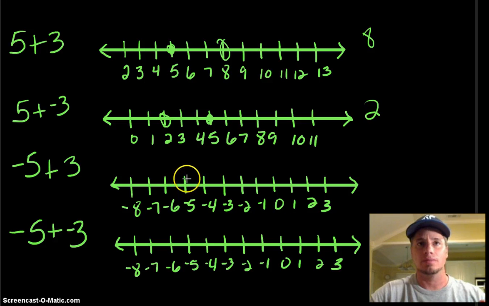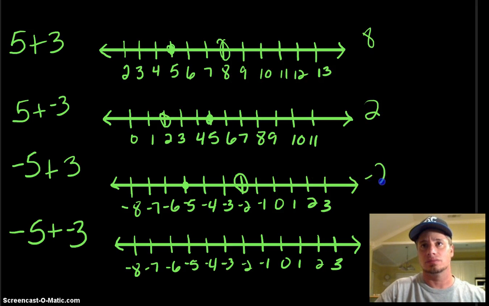So here, I start at -5, and I'm going to go a positive 3 distance, that's to the right, 1, 2, and 3. That gives me -2. Then here, I'm going to start at -5. My first number is -5. You always start with your first number. And I'm going to go a -3 distance, 1, 2, 3. That takes us back to -8.